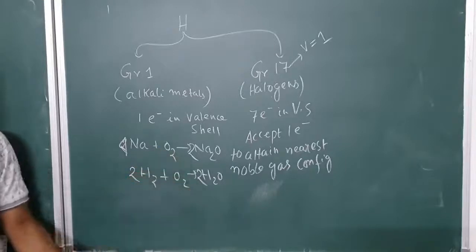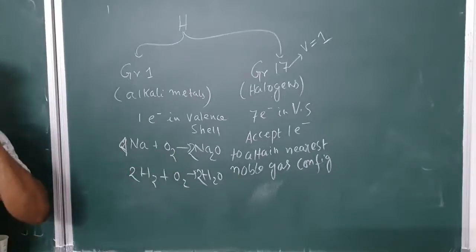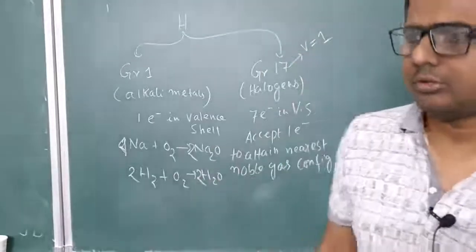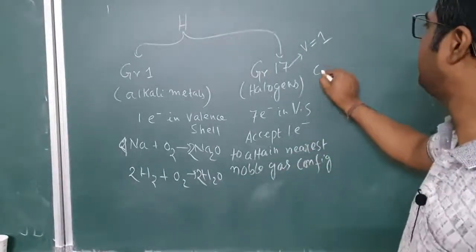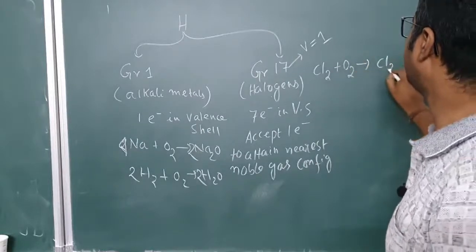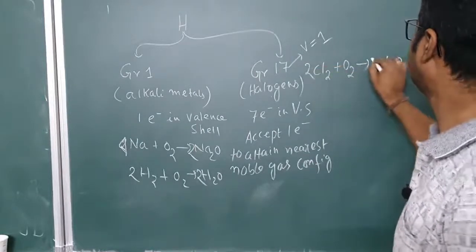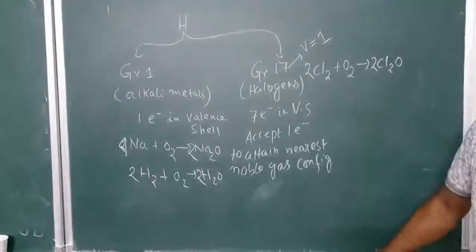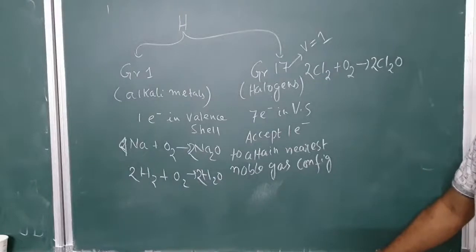Na forms Na2O, H forms H2O. Next, if we react chlorine with oxygen, then also a similar kind of compound will form. Cl2 plus O2, it can give Cl2O, chlorine oxide. So more or less the same. Similarity with halogens and also alkali metals.